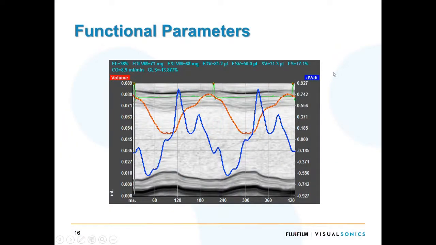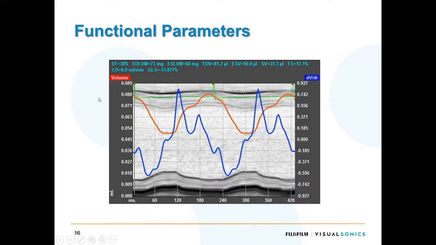When you first take your data and analyze it in VevoStrain, on the very first page that you open up, you'll get a panel that looks like this. What we're seeing here is, in blue, change in volume over change in time, and in this reddish orange color, our volume. At the top, you'll see a lot of the systolic functional parameters, including ejection fraction, fractional shortening, cardiac output, and then this global longitudinal strain number, which I'll get into a little bit later.